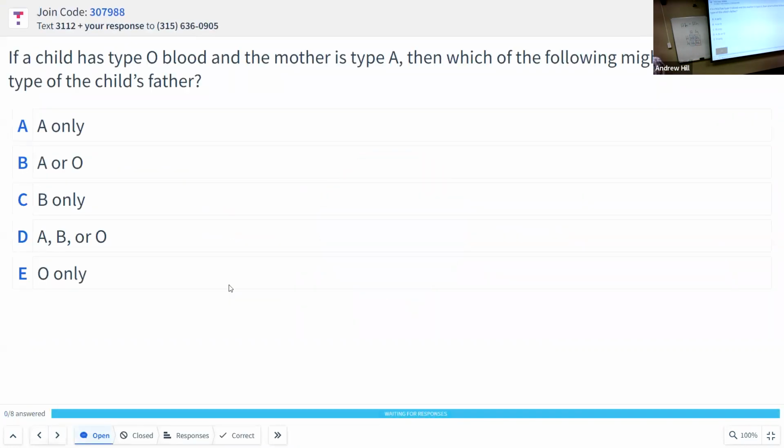If a child has type O blood and the mother is type A, then which of the following might be the blood type of the child's father?